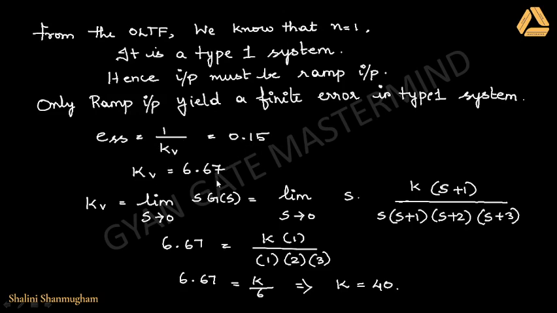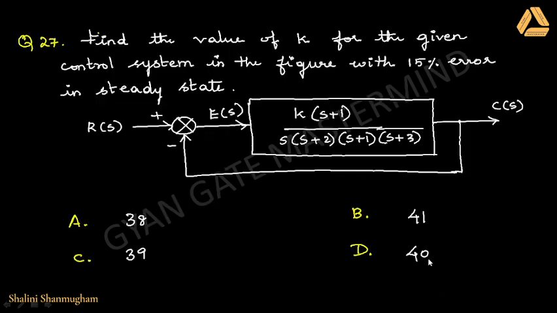So from this, KB is 6.67, and you know that KB is nothing but limit S tends to 0, S into G of S. G of S is the open loop transfer function. Just substitute the open loop transfer function and equate S equal to 0. From this you will get the value of K is 40. So the answer is 40, D option.